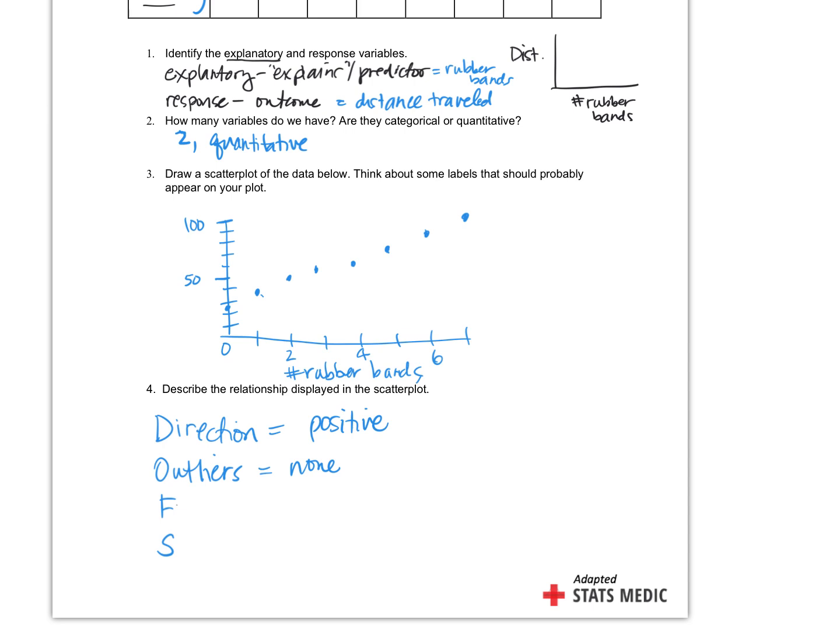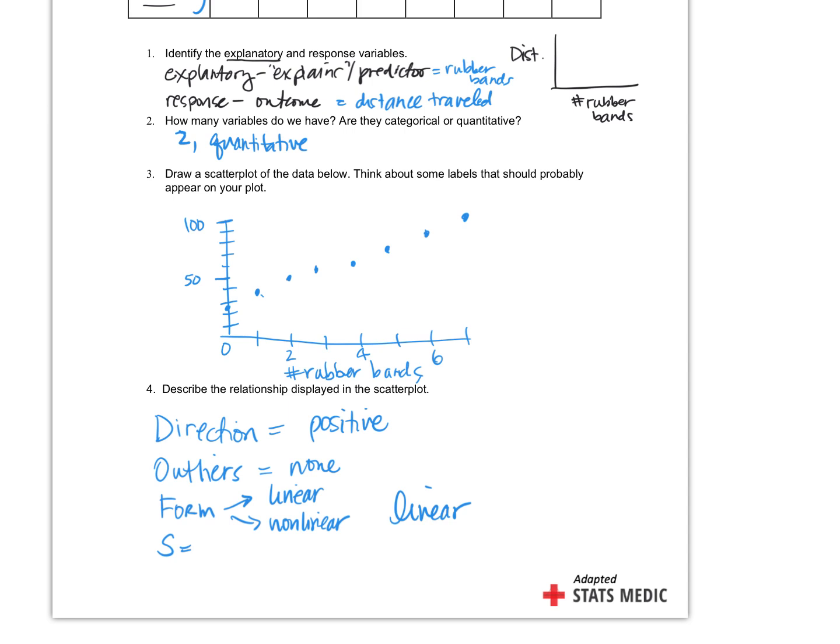F is for form. Now, when we're talking about form, we're either talking about it looking like a line or it's not looking like a line, like a curved shape or a roller coaster or anything but a straight line. So how would you describe this pattern? Is it linear? Yes, so I would say linear because you can approximate a straight line to those points, right?